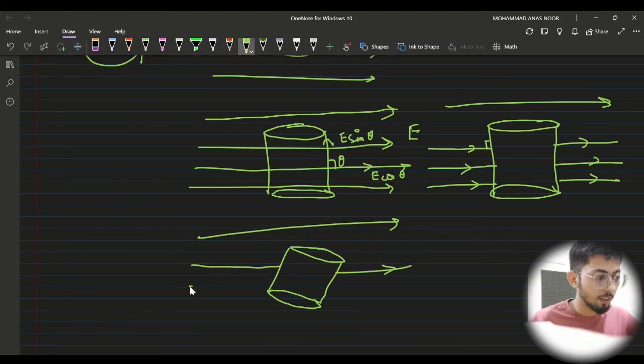I'm drawing it wrongly. This will not happen, remember, because this has to be always perpendicular. This is not 90, right? This is not 90. This is some theta, let's say. This is E. Now what will happen? This is E sin theta. This is E cos theta.